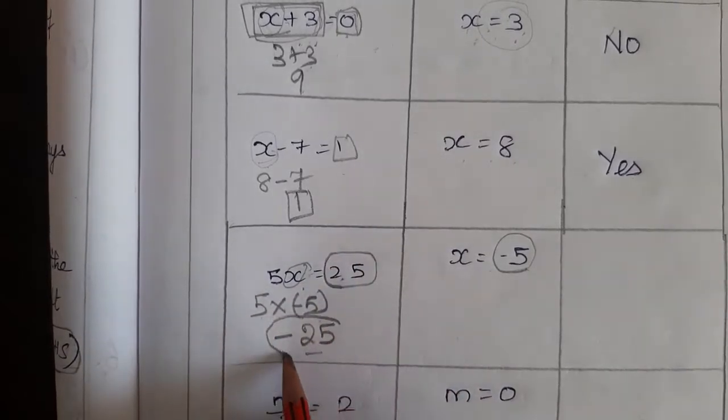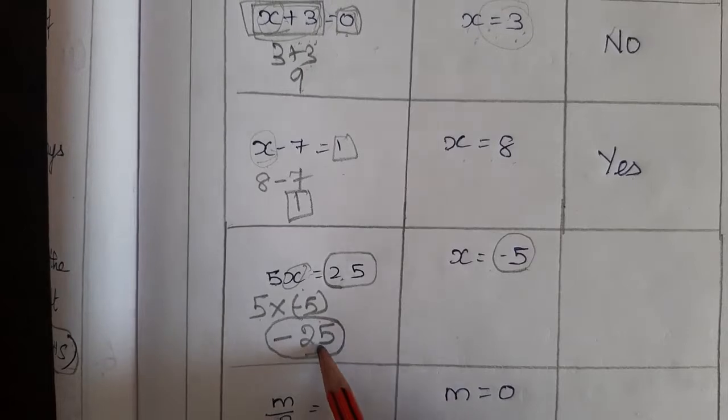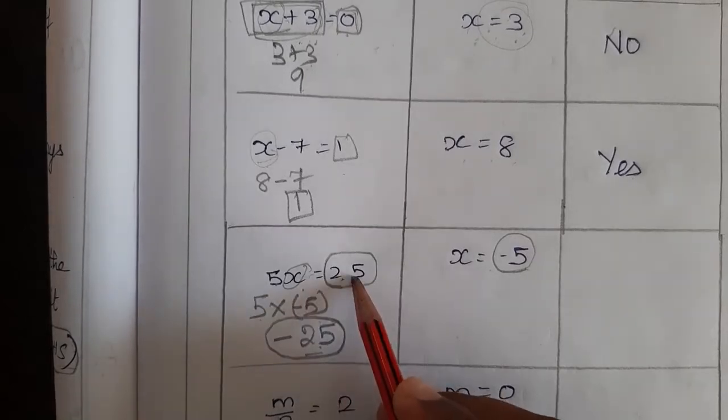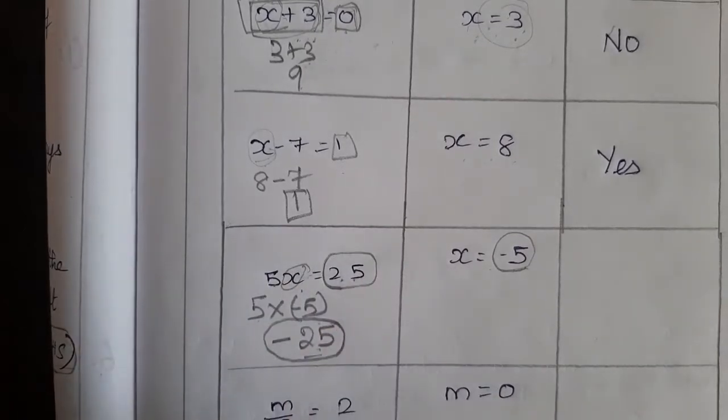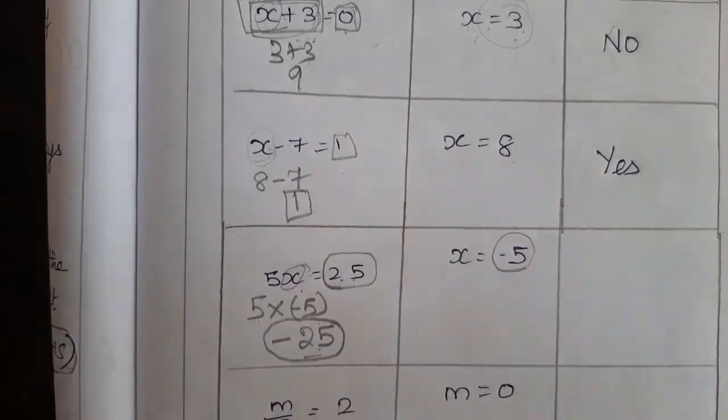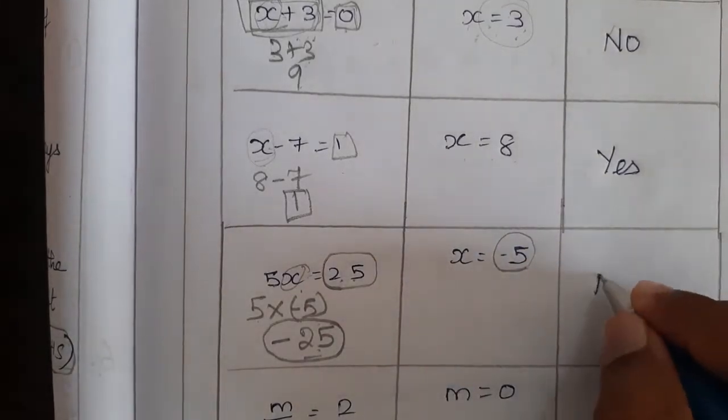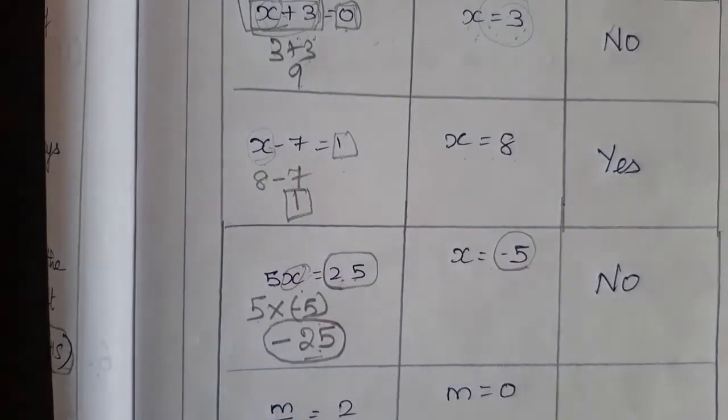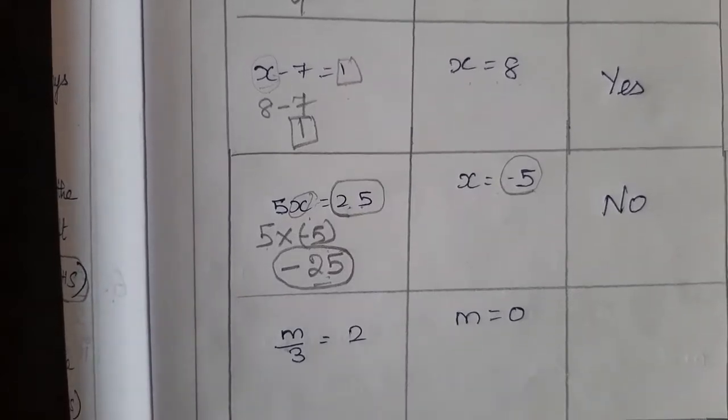Here LHS is minus 25. Are minus 25 and plus 25 the same? No, right? Negative 25 is different, positive 25 is different. So it is not satisfied. So let me write no here. We go for the next problem.